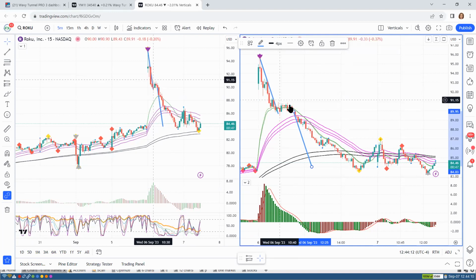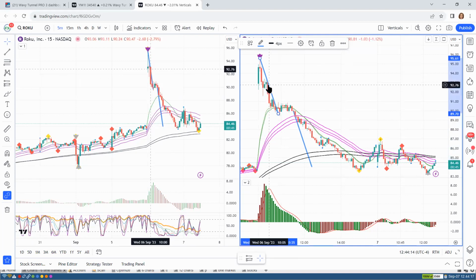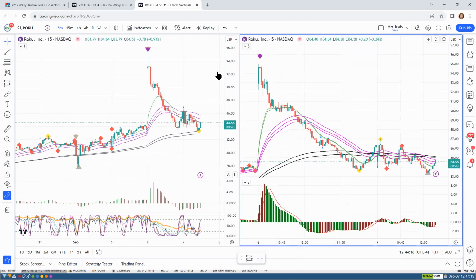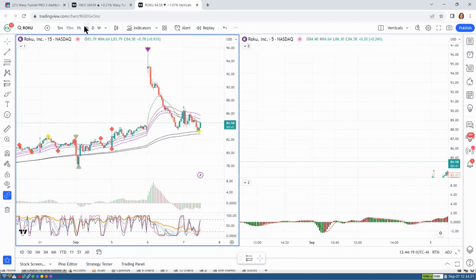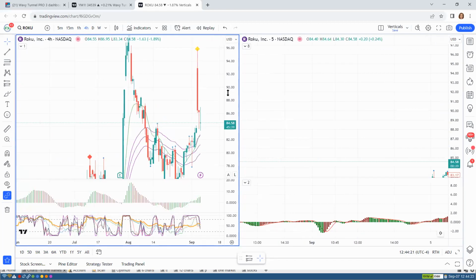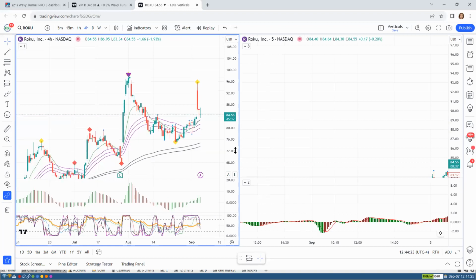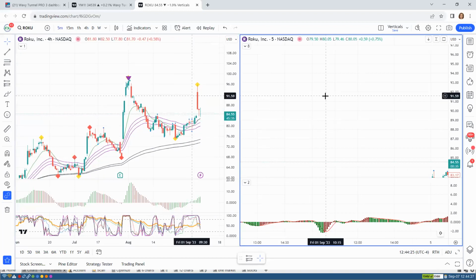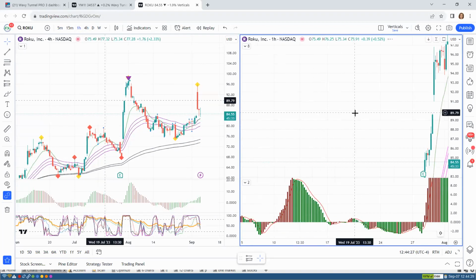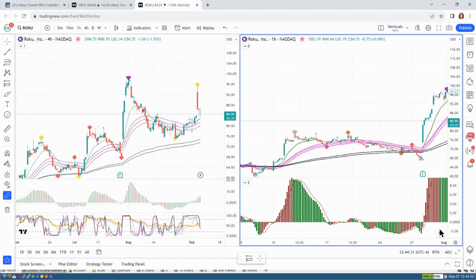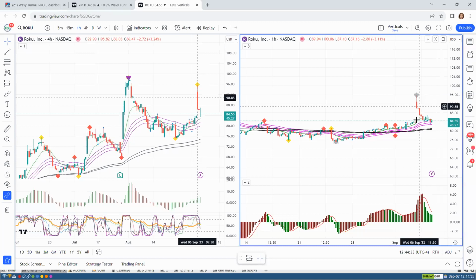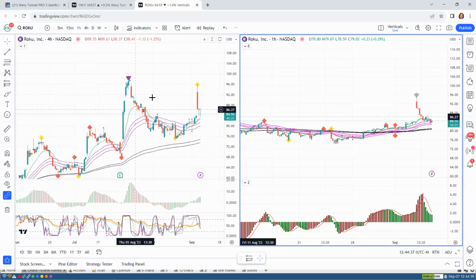The data isn't so great on this. Yeah, it's not so great on here. Roku, look at this. This is a 4 hour. Okay, here, let me put the 1 hour on here. Yeah, so look to see if you have a head and shoulders pattern.